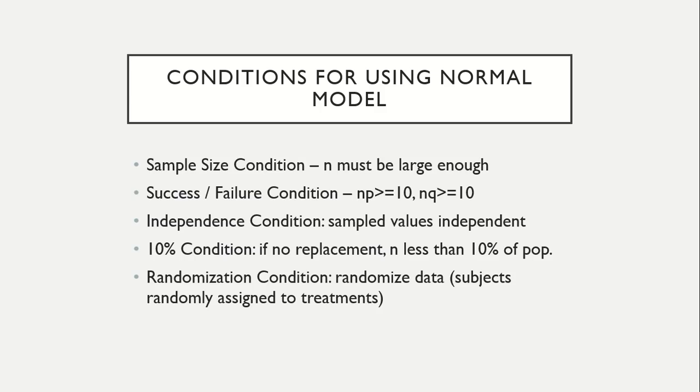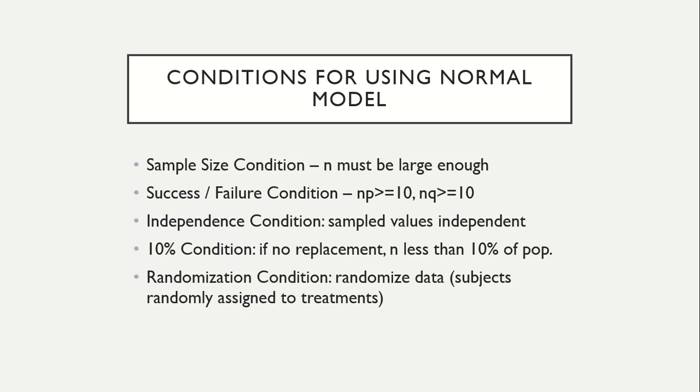Success failure condition says that the number of successes must be at least 10, and the number of failures must be at least 10. And you can calculate this by multiplying n by p and n by q, or n times 1 minus p. The independence condition means that the sampled values are independent. The 10% condition is if there is no replacement, n must be less than 10% of the population.